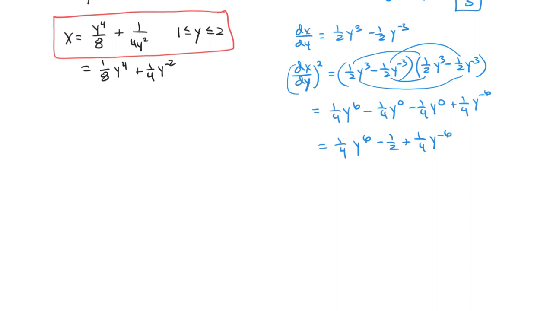Okay, so then what we've got to do to find the arc length, we are going to have to add that to 1, right? Because it's 1 plus dx/dy squared. So I'm going to add 1 to that. So I'm going to go into this radical. I'll have 1 plus all of this stuff.